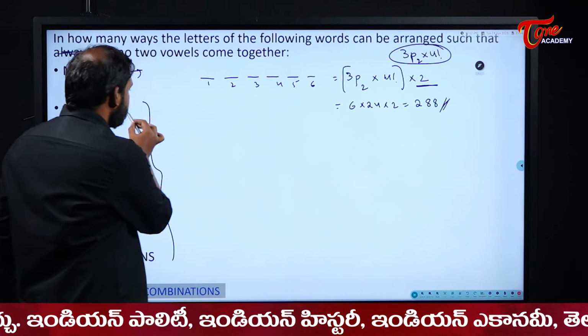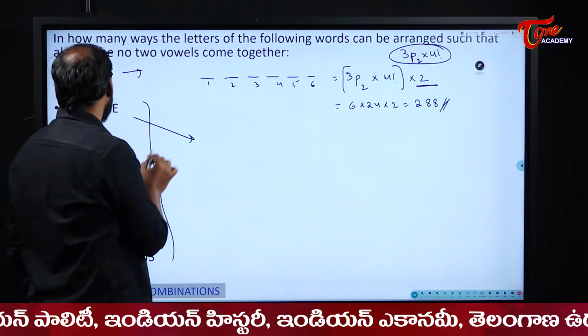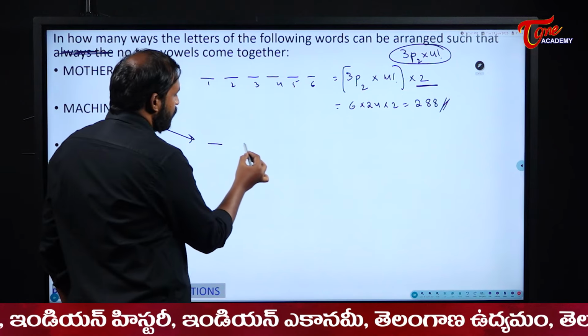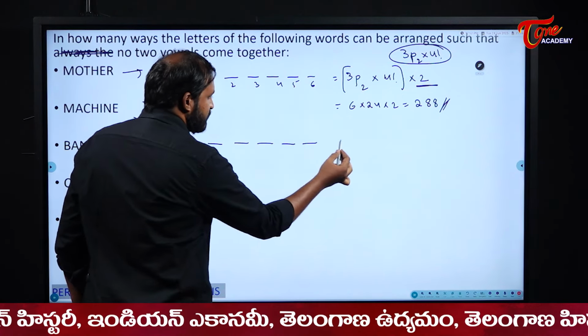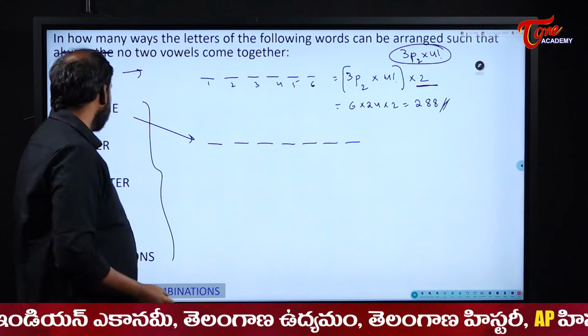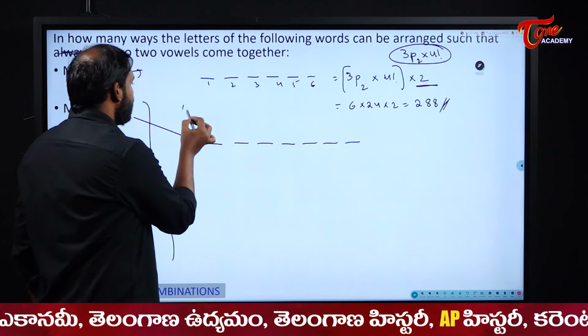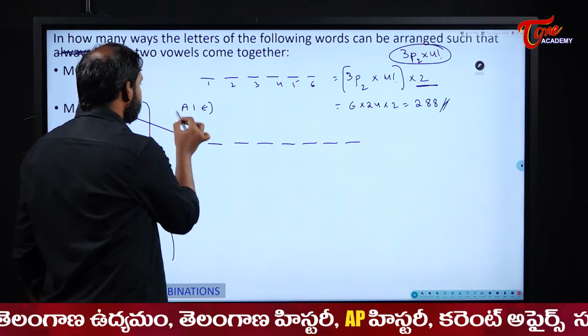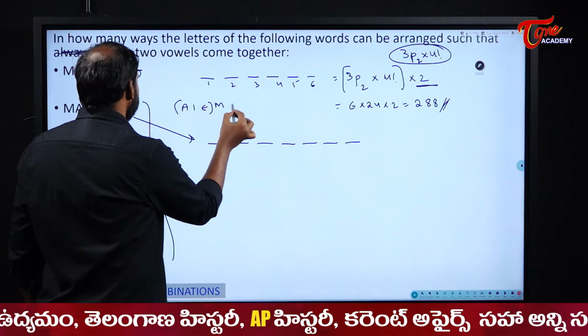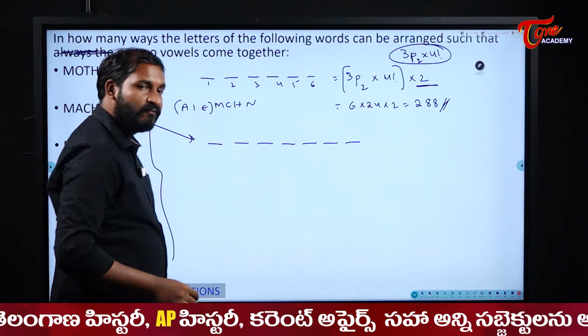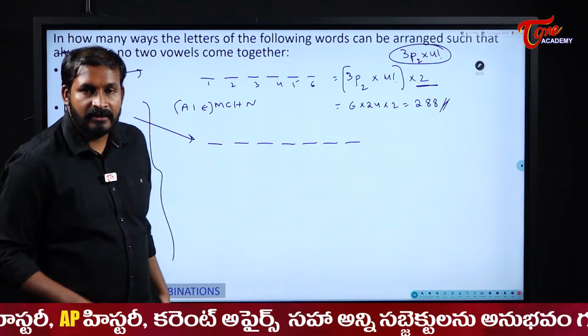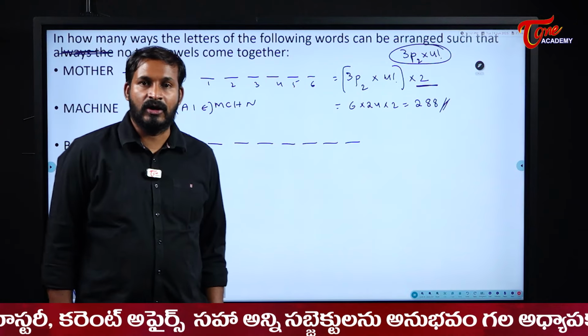Next, please see the word machine. Total how many letters are there in machine? 7 letters. 1, 2, 3, 4, 5, 6, 7. In that, how many vowels do I have here? A, I, E. I have 3 vowels. And how many consonants? M, C, H, N. 4 consonants are there.